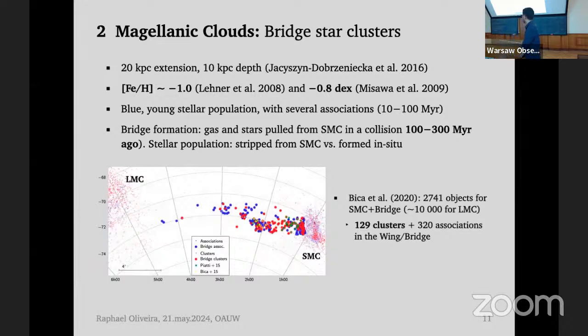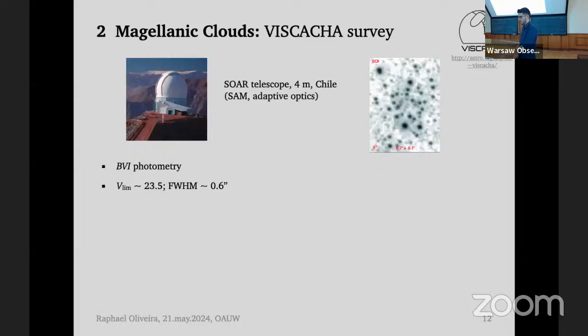So we have hundreds of clusters, actually more than 100 clusters and 300 associations, in what we call the wing, which is the start of the bridge, next to the SMC here. And these are the clusters that I studied.